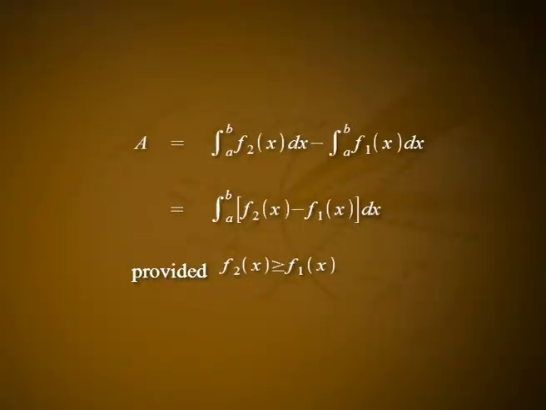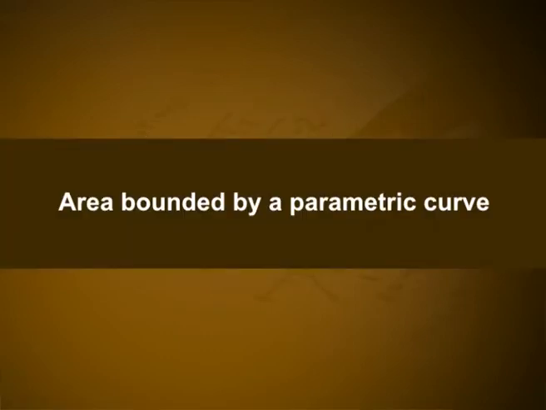The area bounded by the curves y = f2(x), y = f1(x) and the ordinates x = a, x = b is given by A = ∫ from a to b of f2(x) dx − ∫ from a to b of f1(x) dx, which is equal to ∫ from a to b of (f2(x) − f1(x)) dx, provided f2(x) ≥ f1(x). Area bounded by a parametric curve.